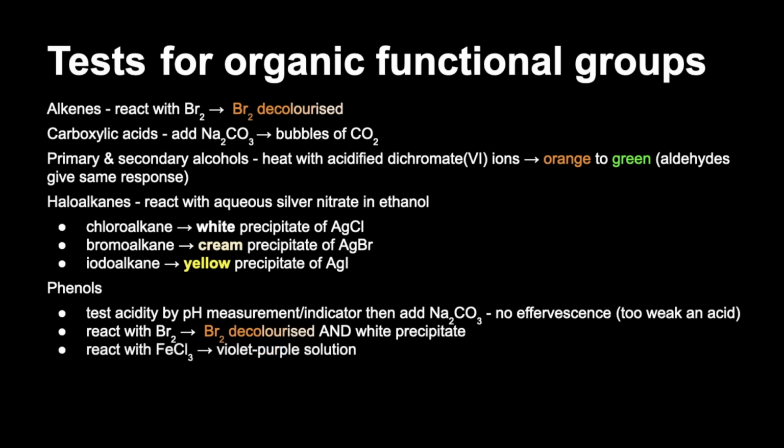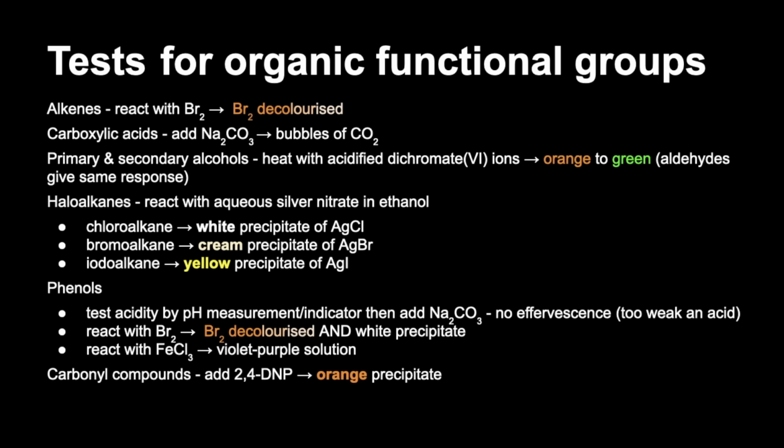Another thing you could do is react it with FeCl3, iron(III) chloride, or ferric chloride as it's also called, and you get a violet purple solution. Moving on to carbonyl compounds, you would add 2,4-DNP and you would get an orange precipitate. So if you did that test, you would then know that you've either got an aldehyde or a ketone present.